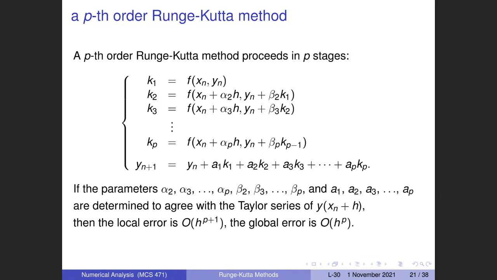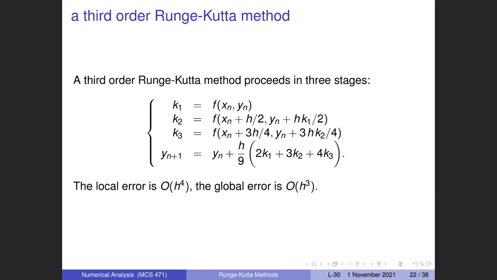The p in a p-order Runge-Kutta method stands for three things: the p from the name, the number of function evaluations, and the order. All right, let us look at some examples.